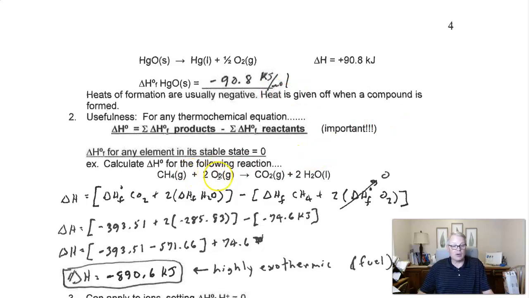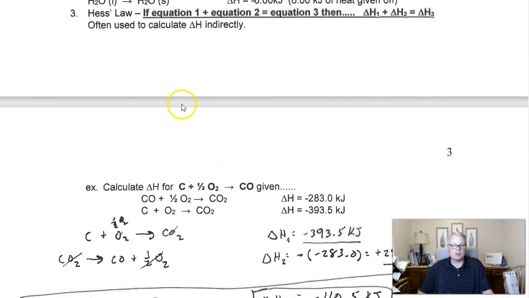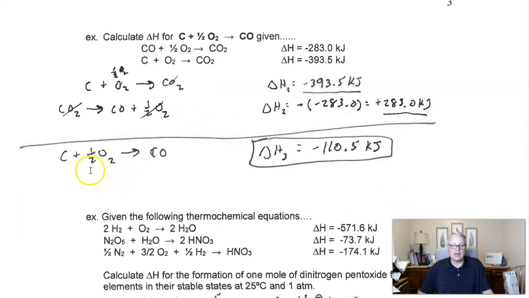You actually have already calculated a heat of formation. If you go back to our last video, when we did our little Hess's Law problems, it turns out, look at this. Here's carbon plus a half a mole of oxygen goes to CO. Isn't that delta H just the heat of formation for carbon monoxide? You're forming one mole from its elements in their stable states. So yeah, the heat of formation for carbon monoxide is negative 110.5 kilojoules per mole. You've actually calculated that without even knowing it.